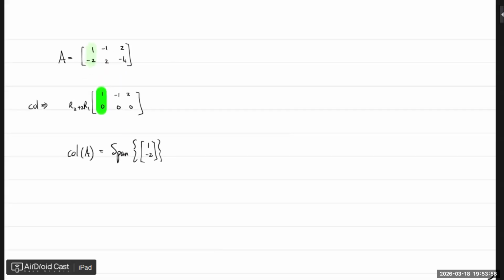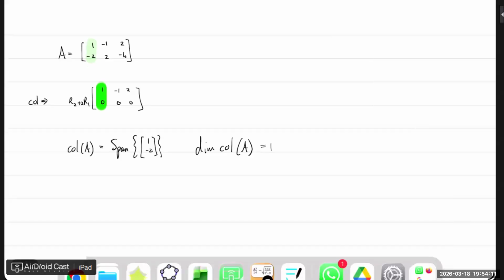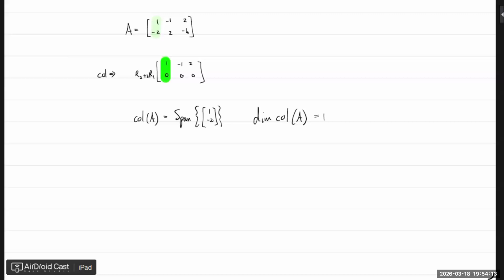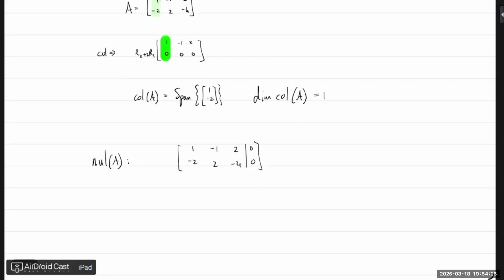So what is the dimension of the column space? It's just 1. So without doing any calculations, what do you think will be the dimension of the null space? 2. It should be 2. Otherwise, we made a mistake somewhere. So now to get the null space, we unfortunately need to do a bit more calculations. We need to augment it with 0, 0 and find the solution.